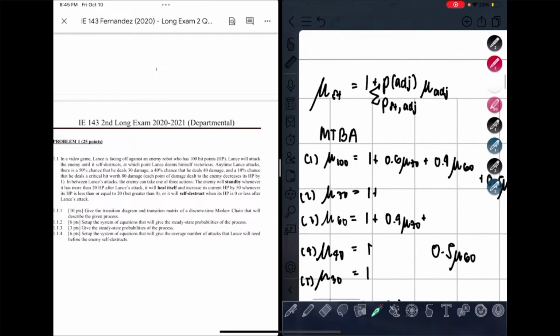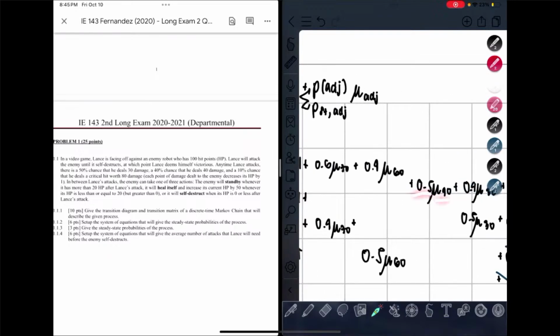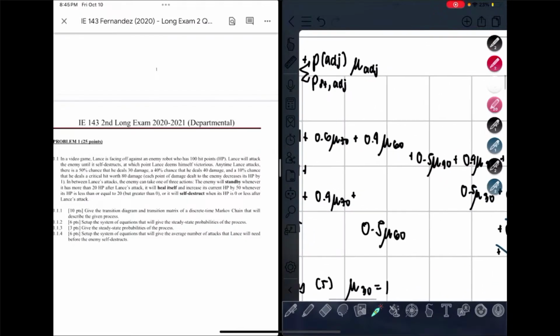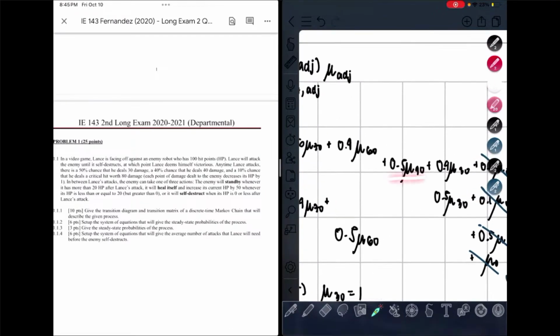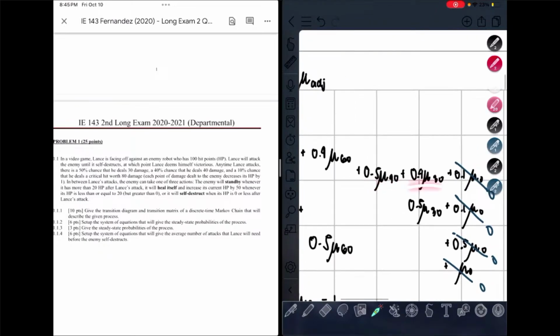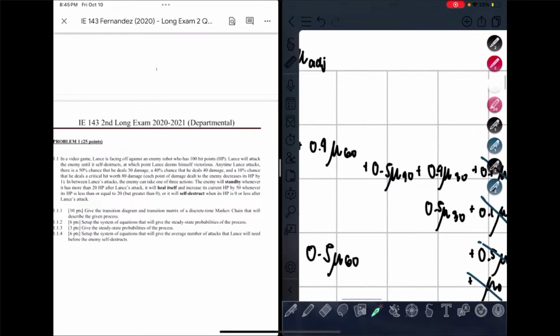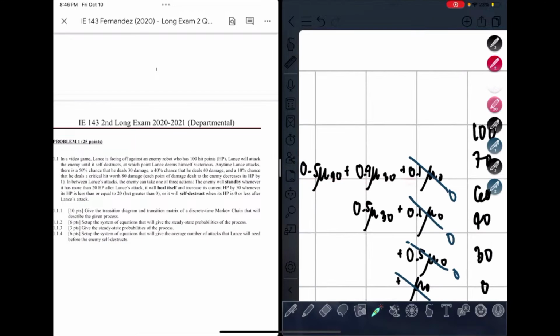going back here, mu 70 is equal to 1, just like always there's a 1 plus the mean time, and then 0.5 mu 40. The reason why there's a gap is personal preference, same unknowns in the same column so it's easier to read. 0.5 mu 40 plus 0.4 mu 30. Right, the probabilities to go from 70 to 40, 70 to 30, and then 70 to 0.